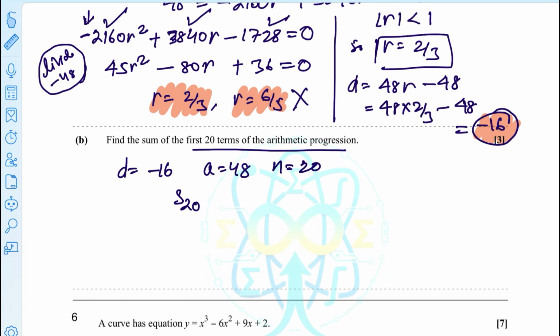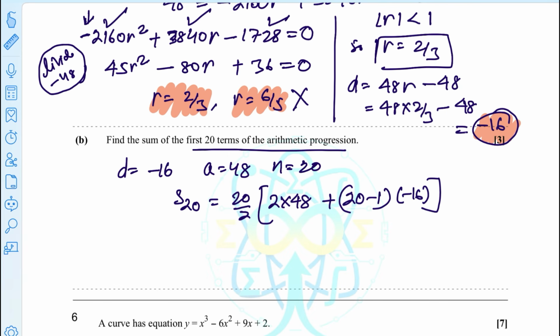Then what is the formula to finding S20? So n over 2 times 2a plus n minus 1 times d, with n equal to 20 and a equal to 48, and d equals minus 16. When you type it in the calculator, you can check this. So 10 times, this is 96 plus 19 times minus 16.